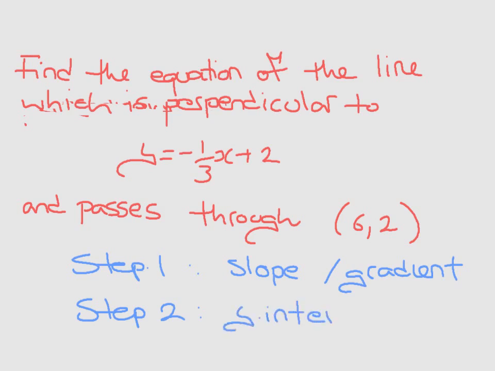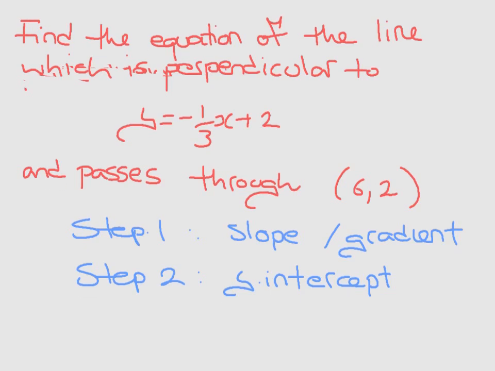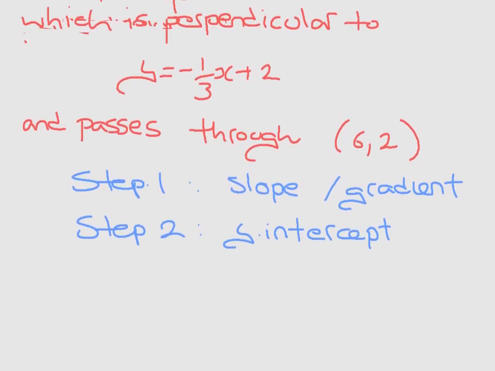That's the value of y at which the line cuts the y-axis. These two steps are the same steps that we would follow for any straight line. As soon as you're looking for a line equation, your first step is always find the slope, and your second step is always going to be find the y-intercept, whether we're looking for perpendicular lines or not. So keep that in mind. Now, we're looking for a line which is perpendicular to this one.